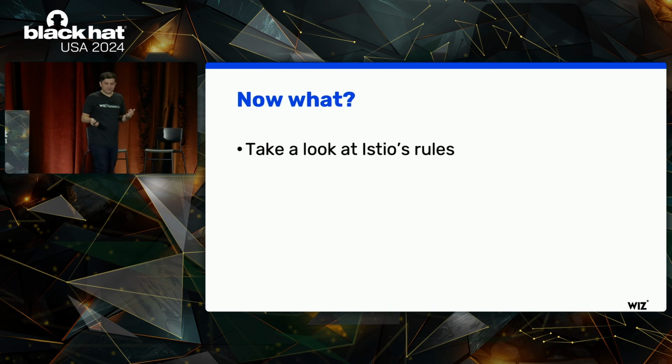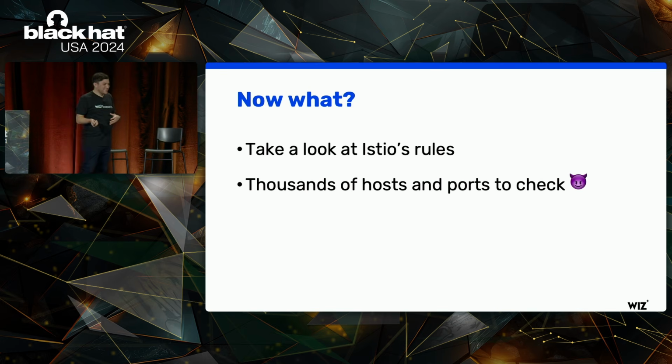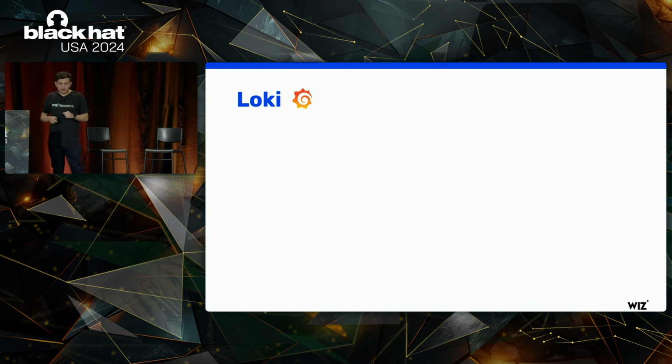Istio has all these rules of stuff that we shouldn't be able to access, stuff that was explicitly blocked for us to see. Let's take a look at all of Istio's rules and see all the hosts and ports that we can check. So this is exactly what we did. We went by the list, and this is the stuff that we found. The first thing we found was a server called Loki.